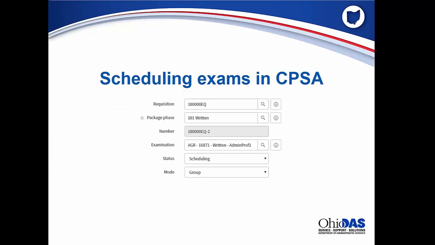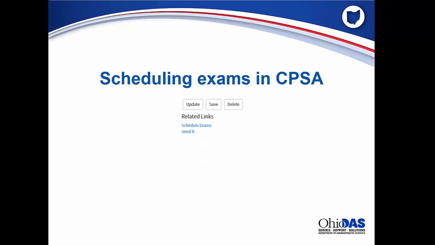Once you finish scheduling, just another reminder to notice that requisition exam number. In this case, it's 180,000 EQ-2. It's always good to track this number because we use it for importing information. So being done with the scheduling, we click the Send It link to send the schedule information to Recruit and Onboard. And just as a point of reference, in our example, we're using 3/5 and 3/6 dates.